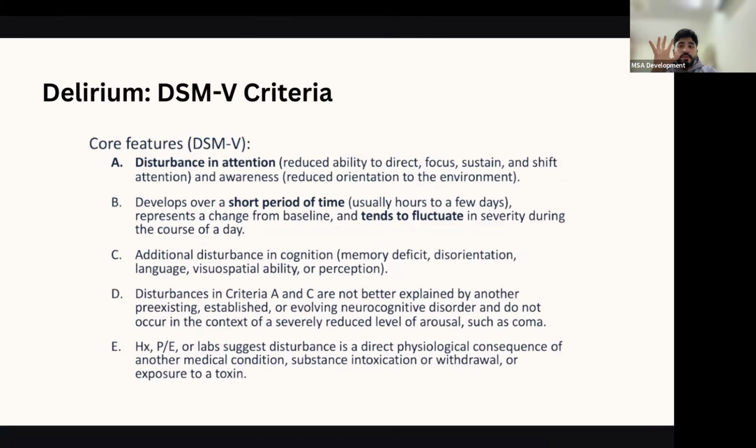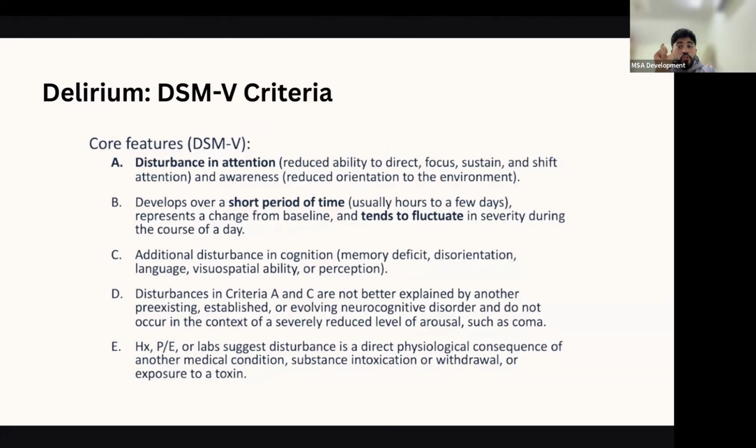Okay, so there's a criteria for us to follow to diagnose delirium. First of all, we need to have disturbance in attention. They do not have the full ability to be focused on you, and they're not going to be able to have their full awareness to whatever you're saying. So they're going to have reduced orientation to the environment. They're going to look confused, tamam, and whenever you're talking to them, they're just going to cut the talk and start doing something else. Okay, that's number one.